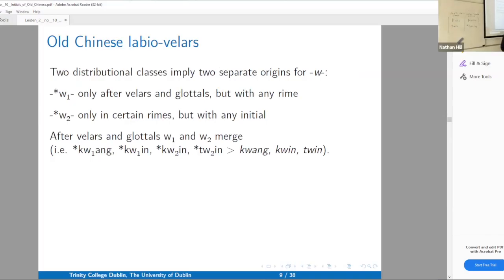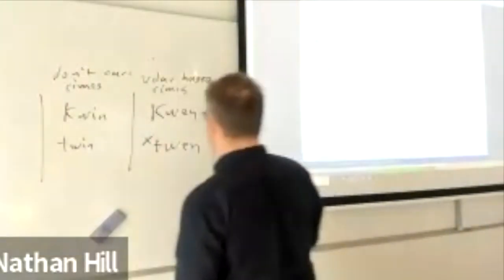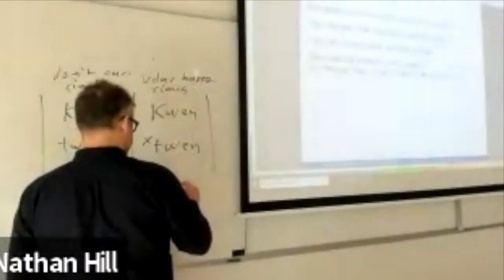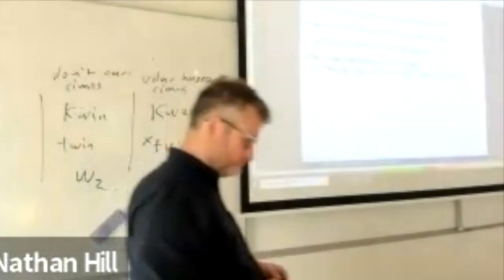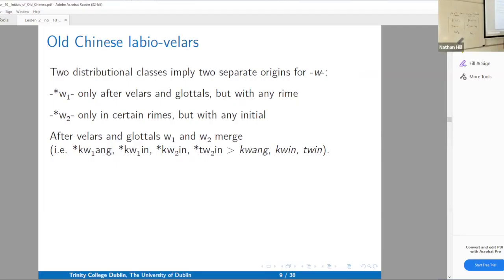So let's just, in a totally mechanical way, in the first instance, reconstruct one as W1. So we'll call this one W1. We'll call this one W2. So W1 only presents velars and glottals, both any rhyme, and W2 only in certain rhymes.